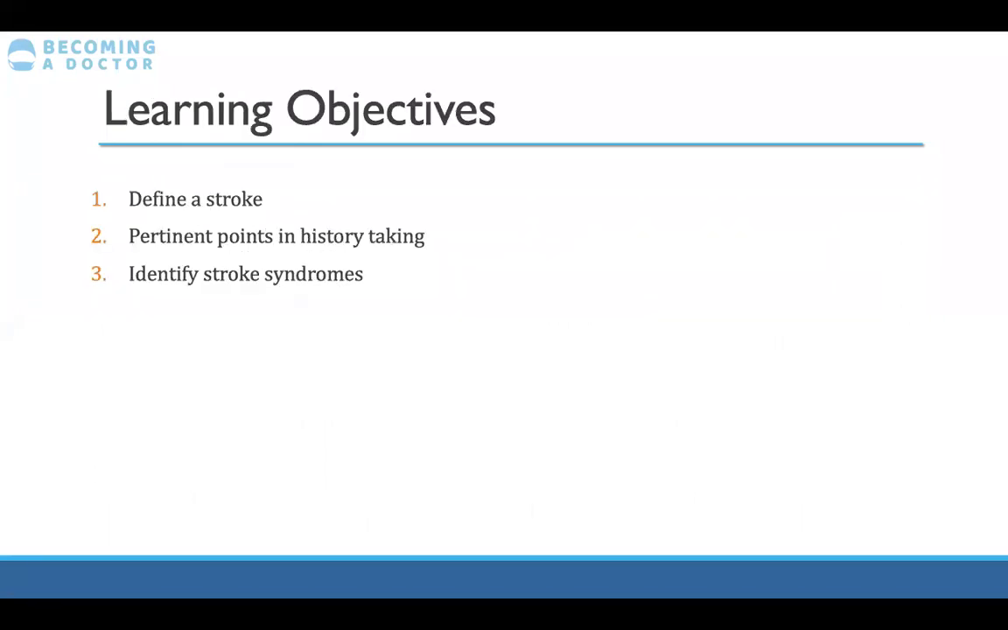We're going to be defining a stroke. We're going to look at what pertinent points we need to ask when taking a history from a potential stroke patient. And we're going to go through a few different stroke syndromes that come up in exams quite often. By no means have I covered all of them. There are loads of niche ones that you can look up on Google, but I've chosen to talk about the things that come up the most in exams. Okay?